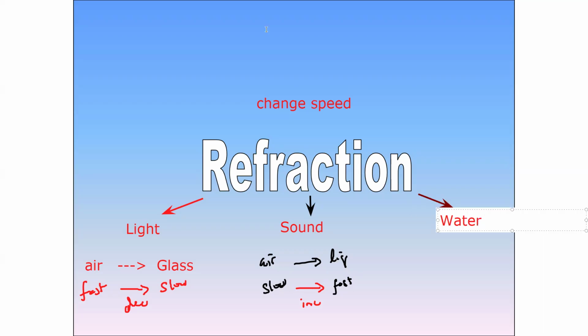When water waves travel from one medium to another, how does the medium change for the water waves? We have two regions of water, a deep region and a shallow region. In which medium is the speed of the water waves greater, deep or shallow? You have studied in IGCSE that water waves travel faster in deep and slower in shallow.